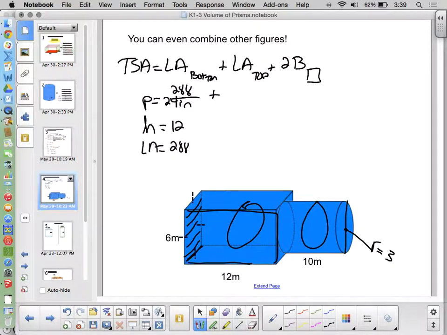So the lateral area of the top, perimeter of the base would be 6 pi. Pi times diameter. The height is 10 centimeters. So the lateral area is perimeter of the base times the height, or 60 pi centimeters squared. The base area, the base of the square, 6 times 6 is 36. There are 2 of them. That makes 72.